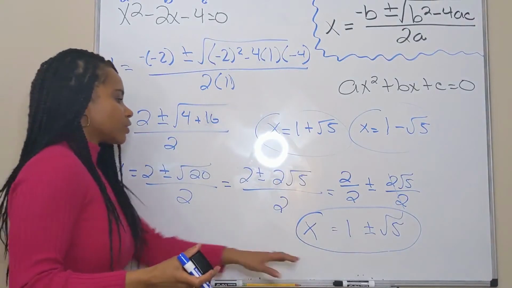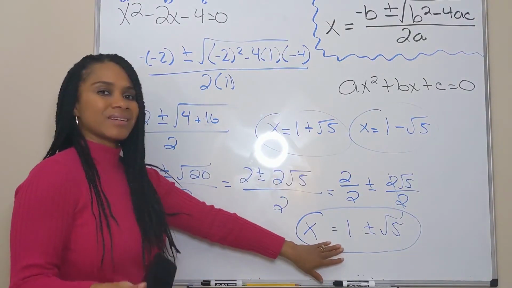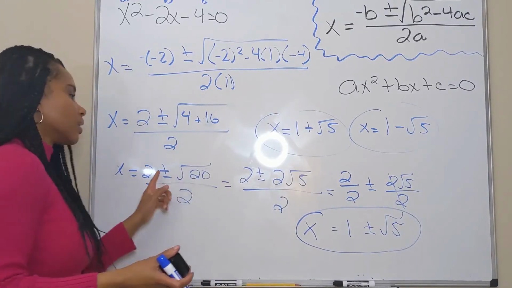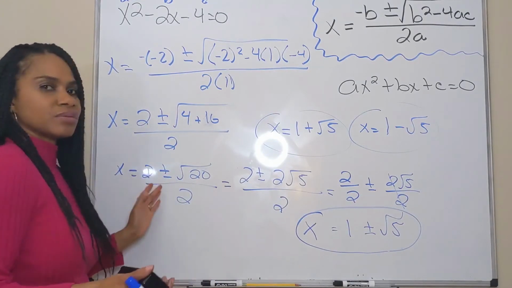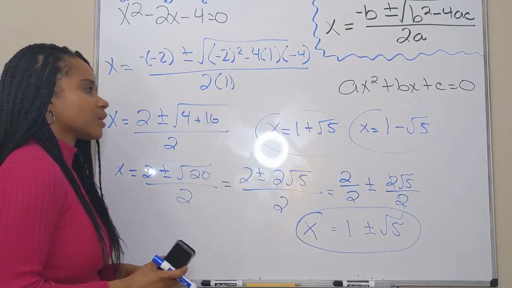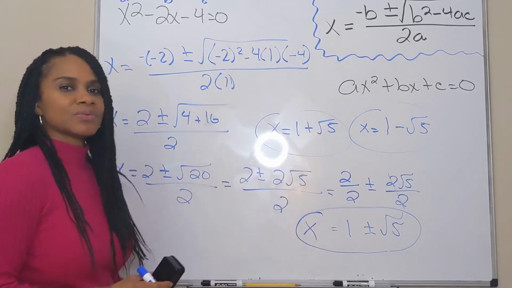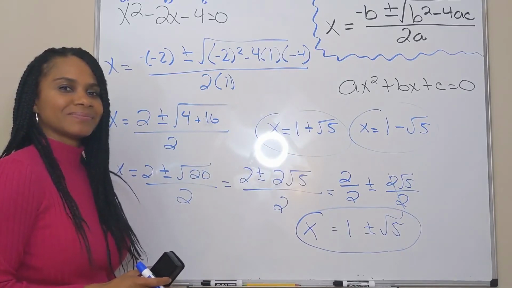Or if your assignment calls to just write it as a decimal, that is when you would just put it in your calculator, take the square root of 20, add it to the 2, and so forth. But if it asks for the exact solution, that is where you would need to write it in simplest radical form. All right.